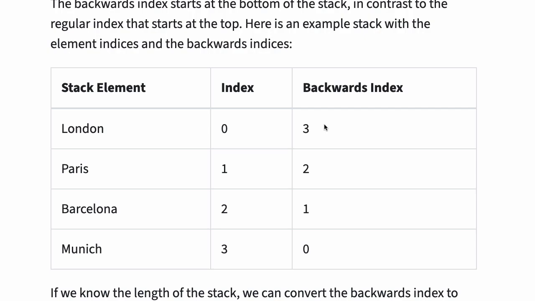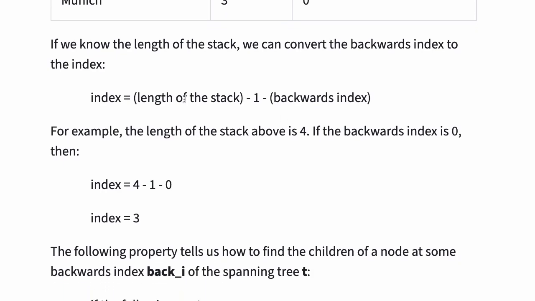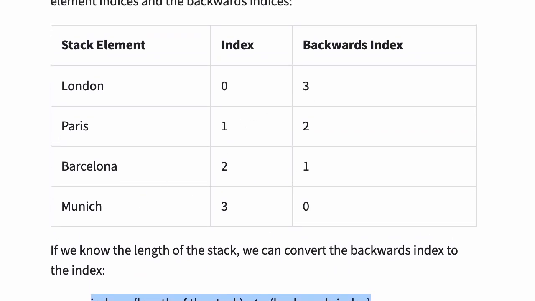If we know the length of the stack, we can convert the backwards index to the index as follows. Index is equal to the length of stack minus 1 minus the backwards index. For example, the length of the stack above was 4. If the backwards index is 0, then the index is 4 minus 1 minus 0, or 3. As we can see, when the backwards index is 0, the index is 3.